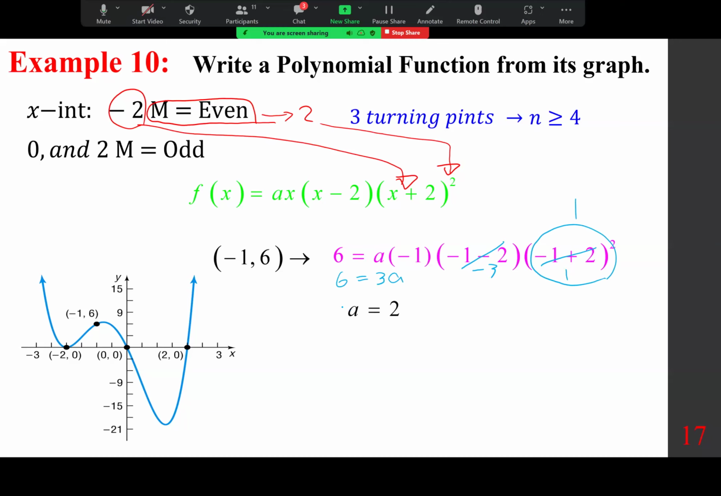And replace this, and the function is 2x times x minus 2 times x plus 2 squared. Now, if they want you to multiply them out, you do that. If factored format is good enough, so be it. So it depends on how they ask you.